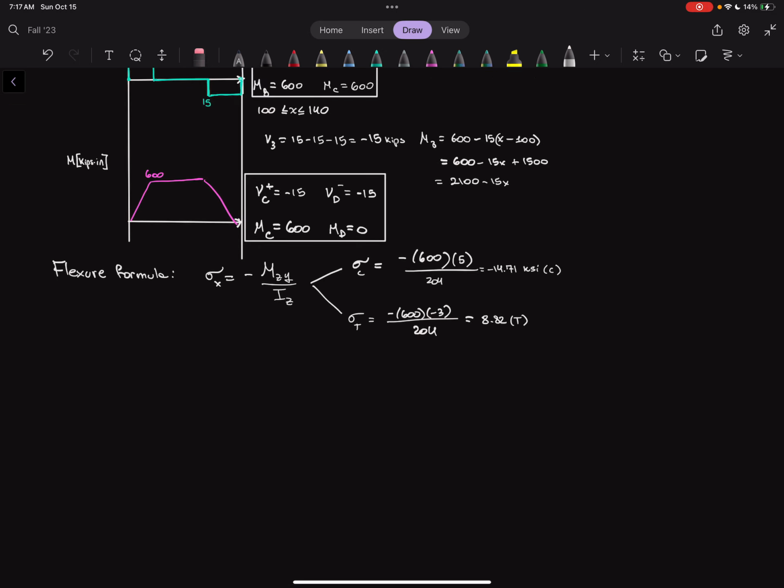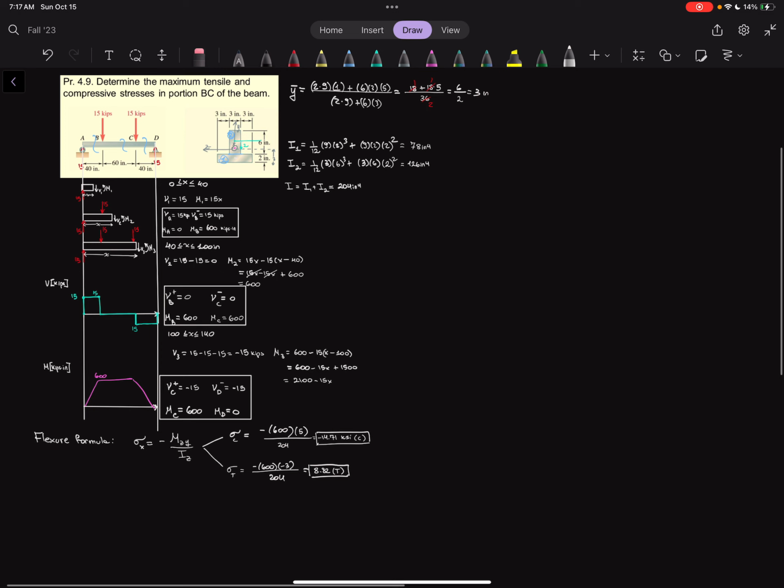So you have tension and compression, and this is the answer. So you didn't need to do the shear and bending moment diagram, as long as you could recognize that here is going to be where your highest moment is. And you should be able to sketch this even without using the formulas, but this was a good review.